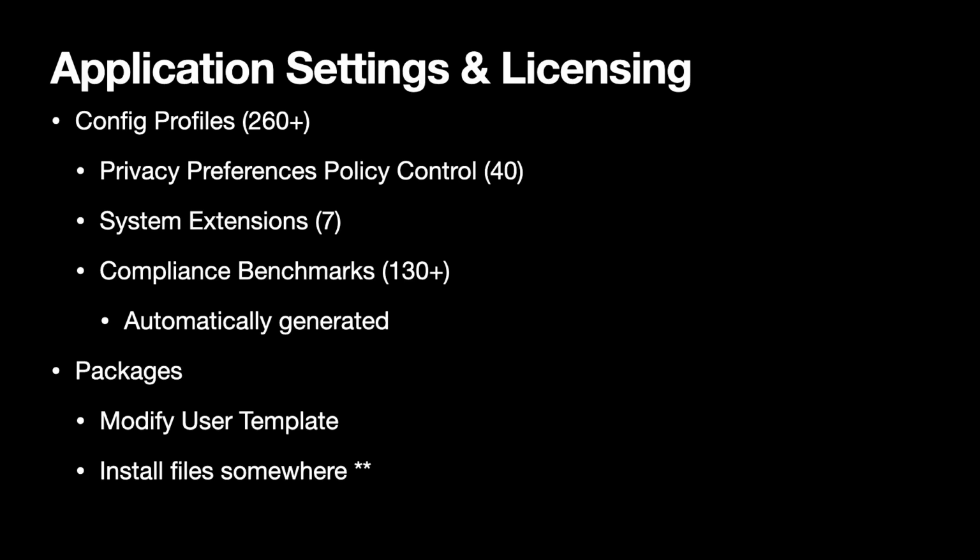The next section is application settings and licenses. Now, if every app supported config profiles, be happy, but unfortunately a lot of them don't, especially for the licensing portion. We have 260 config profiles, which is a lot. I mean, a lot of those are the new Jamf compliance benchmark stuff, because it generates a different set of the benchmark config profiles for each version of macOS. But even after that, we have a lot of them for the privacy policy stuff and things like that.